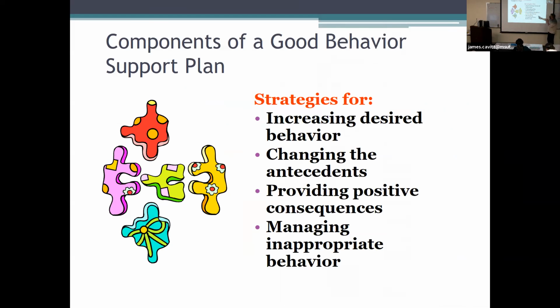Change over time. Changing the antecedents is a primary way to do it. If it's a difficult subject, well, you give it to them in increments and make it not so difficult. You teach those skills too, academics. You provide positive consequences, not just negative things. You want to increase the replacement behaviors.